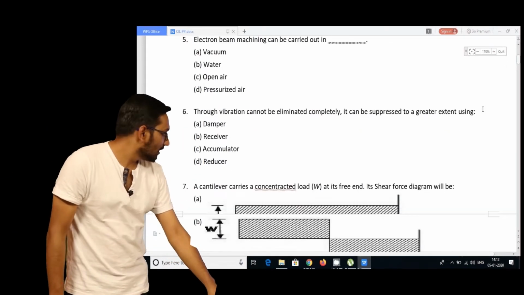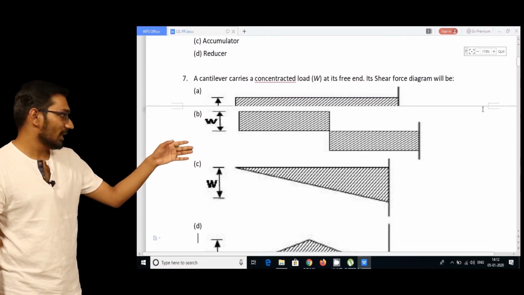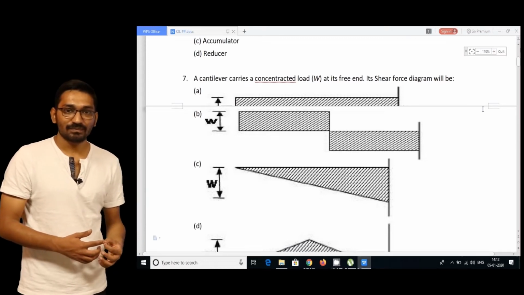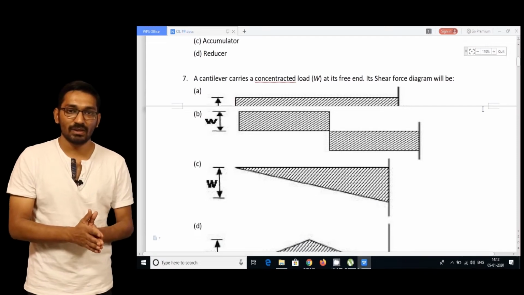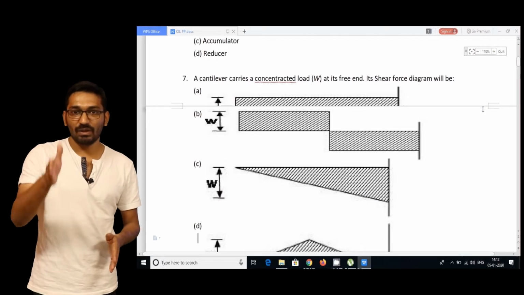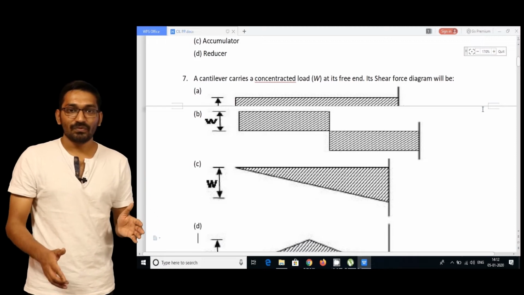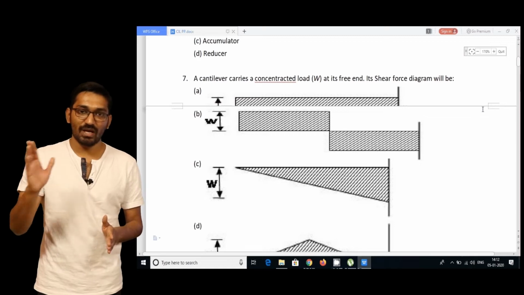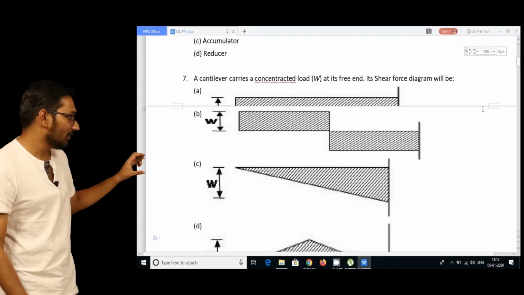Next question is, a cantilever beam carries a concentrated load W at its free end, then its shear force diagram will be, right? Now we have a cantilever beam, at the free end we have a concentrated load, so we have to find what is the shear force diagram. As you know, if you have only one load at a free end and there is no load in between the span, then at each and every section on that cantilever beam the shear force will be W. So in that case your shear force diagram will be a straight line of height W.